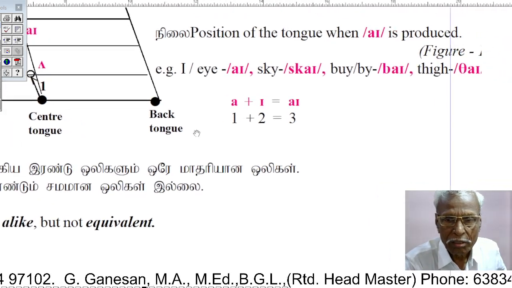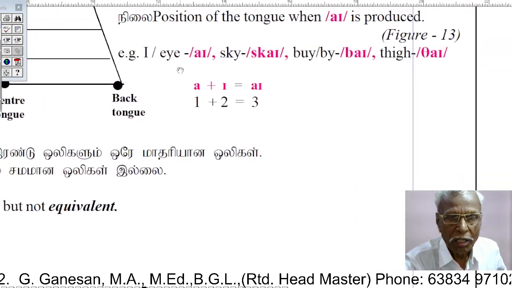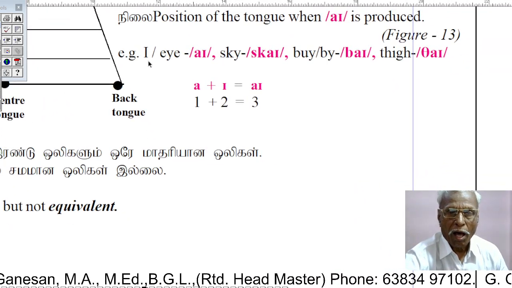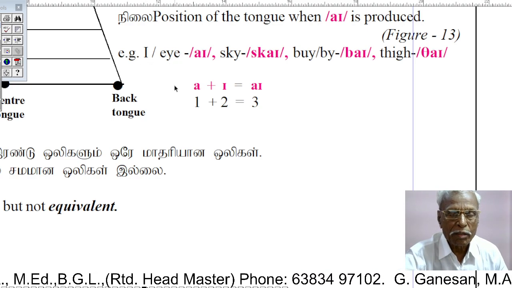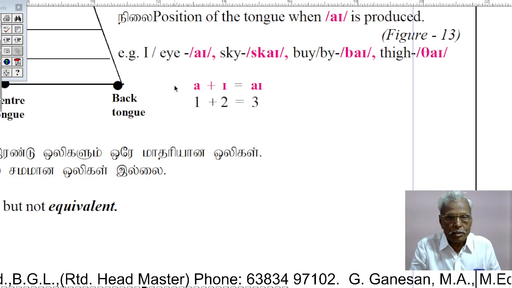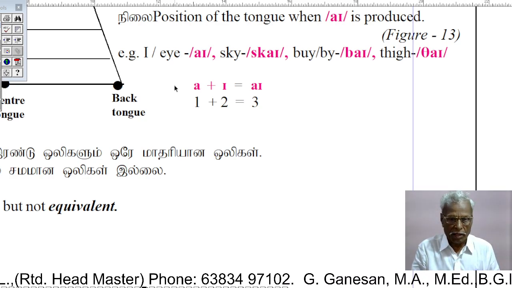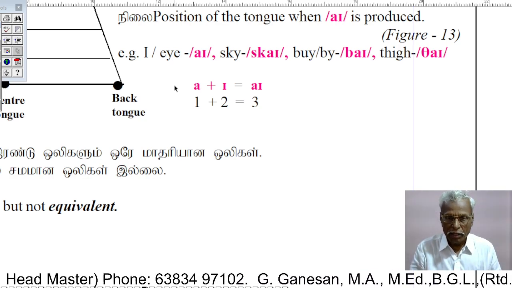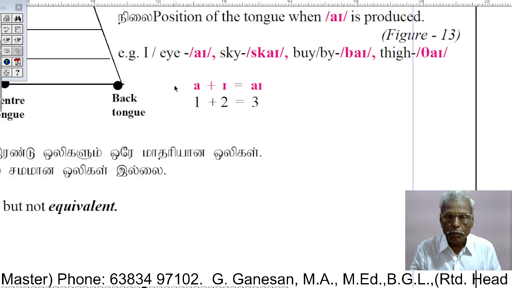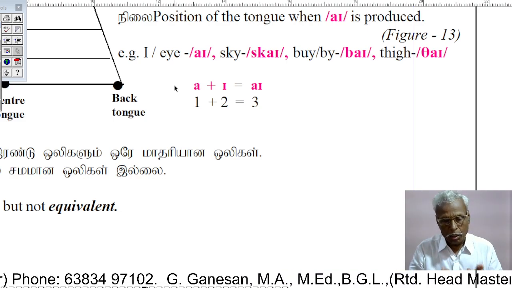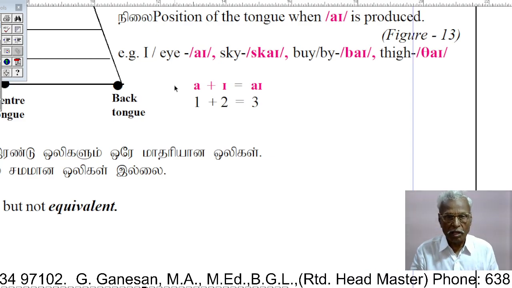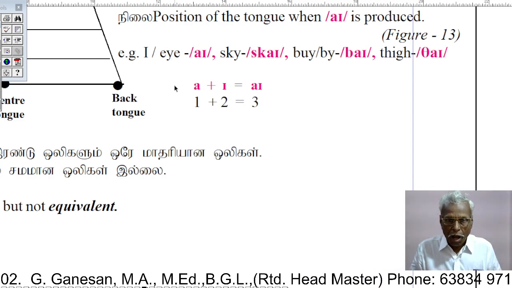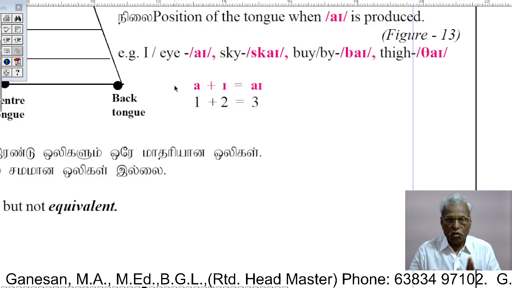Example: eye, I. Both these words are homophones. Sky. Buy, by are homophones. Boy. Thigh. Eye. Sky. Buy. Thigh.